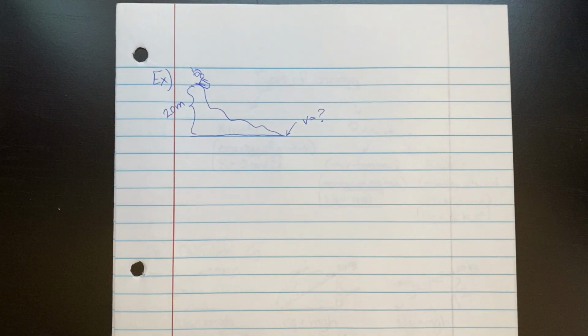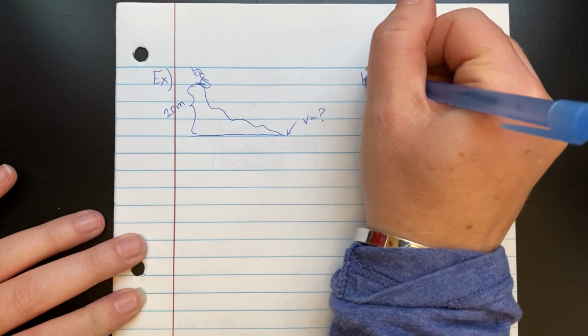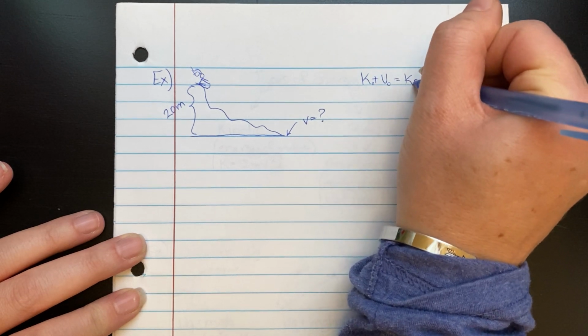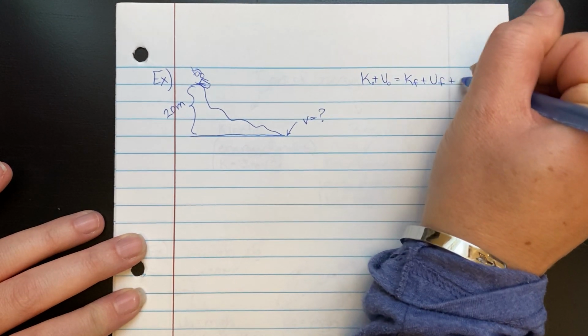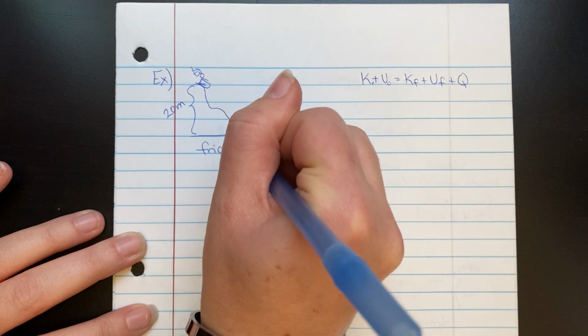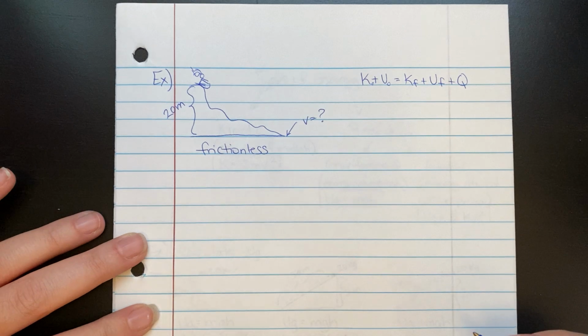And I'm not going to tell you what the mass of the person is. We don't need to know. So we'll start out with our K naught plus U naught equals KF plus UF plus Q. And I will add that this is a frictionless snow hill.